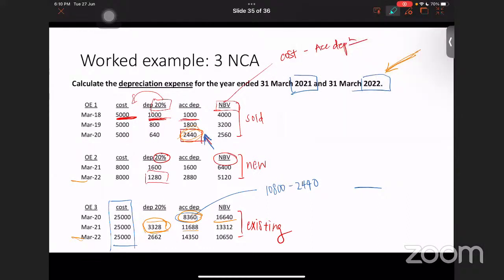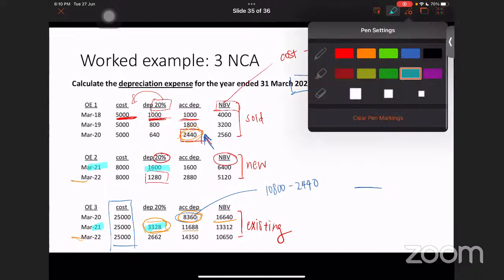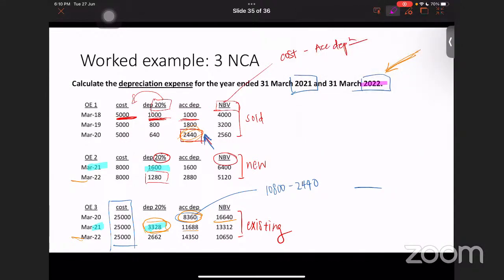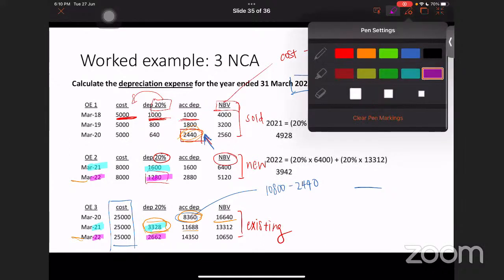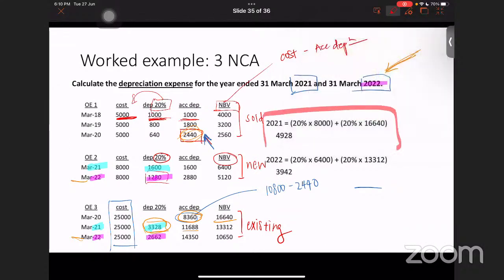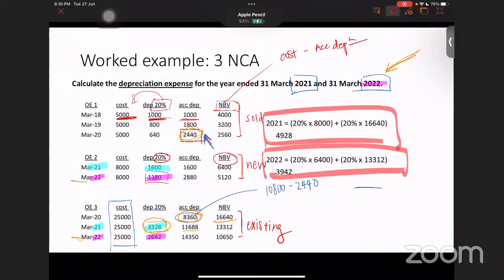Right? Okay, so I want depreciation for 2021. So I will come to 2021 and the depreciation together. So I'll add these two together, 1,600 plus 3,328. And also the 2022. So 2022, I'll add these two numbers together. Straightforward. Okay, then this should be what you have. You can see, not too messy. So I will just add them up.